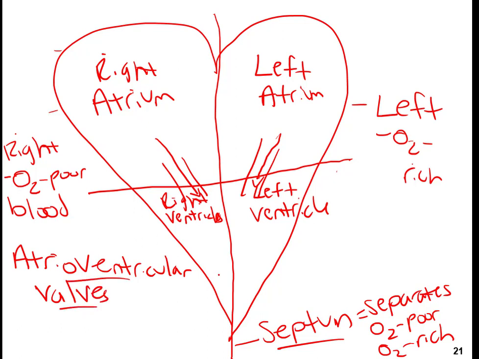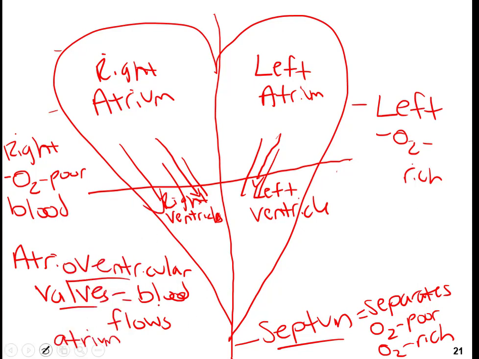Remember, valves prevent blood from flowing backwards. So these valves allow blood to flow. So blood always flows from the atrium to the ventricle. So blood flows atrium to ventricle through these valves. The one on the right side is a special valve called the tricuspid valve. Tricuspid. And the one on the left side is the bicuspid. So once again, valves allow blood to go from the atrium to the ventricle.